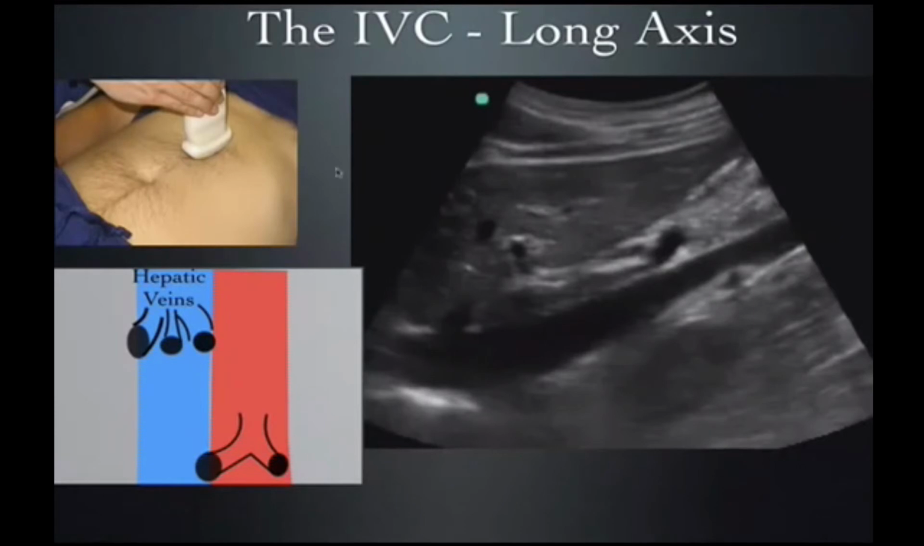Now we're doing a long axis view of the IVC. The probe has again been rotated 90 degrees clockwise, the probe indicator pointing to the patient's head. Here is our liver, right here. And this is going to be the inferior vena cava, right here. We know it's the inferior vena cava because I can see where the hepatic veins are actually entering into the IVC. Also, if you note right here, this small dot posterior to the IVC, this is going to be the right renal artery. If you recall, we discussed the right renal artery goes posterior to the IVC.